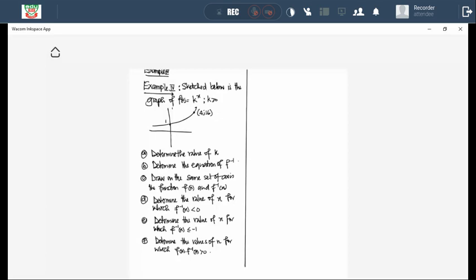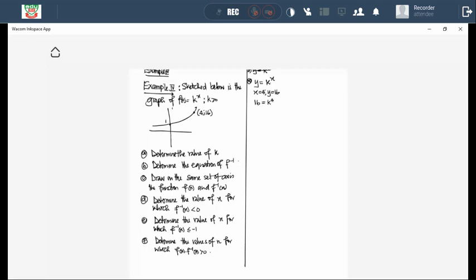Right, let's quickly look at this example. The first aspect is to determine the value of k. I know that y is equal to k to the power of x, and I'm looking for k. For me to get k, I'm going to trace and look for a point where this passes through. In that particular point, I know that x is 4, while y is 16. So this is going to be 16 equal to k to the power of 4.